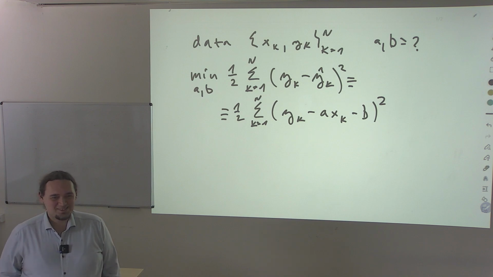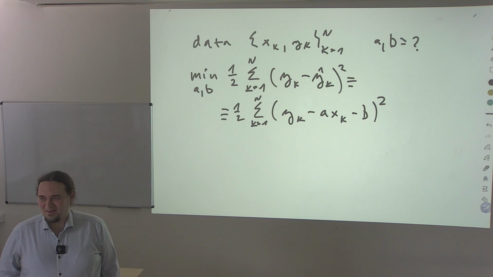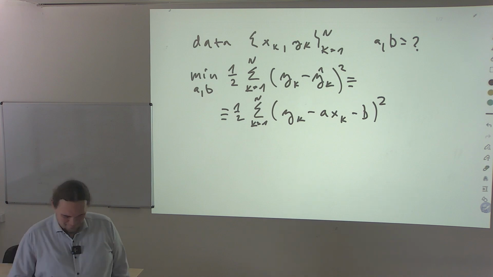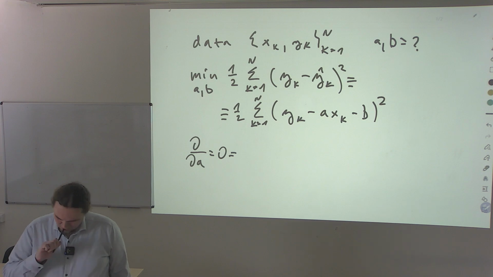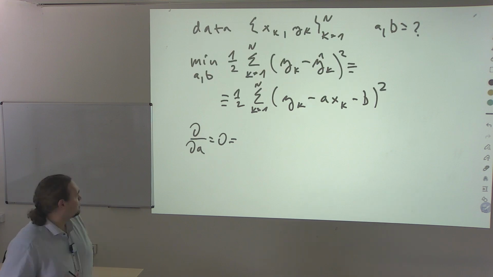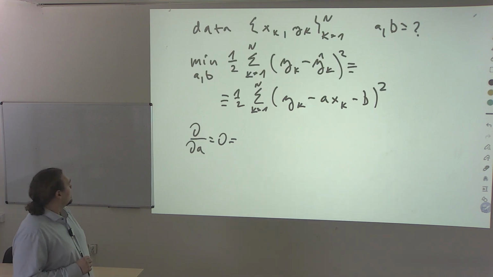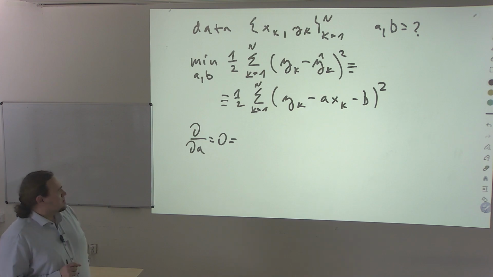So how do we find a and b? What are your suggestions? We differentiate this objective function with respect to a and b, exactly. x is given, x are numbers. So we want this function differentiated with respect to a to be 0, and with respect to b. So let's do the part with respect to a. What do we get?